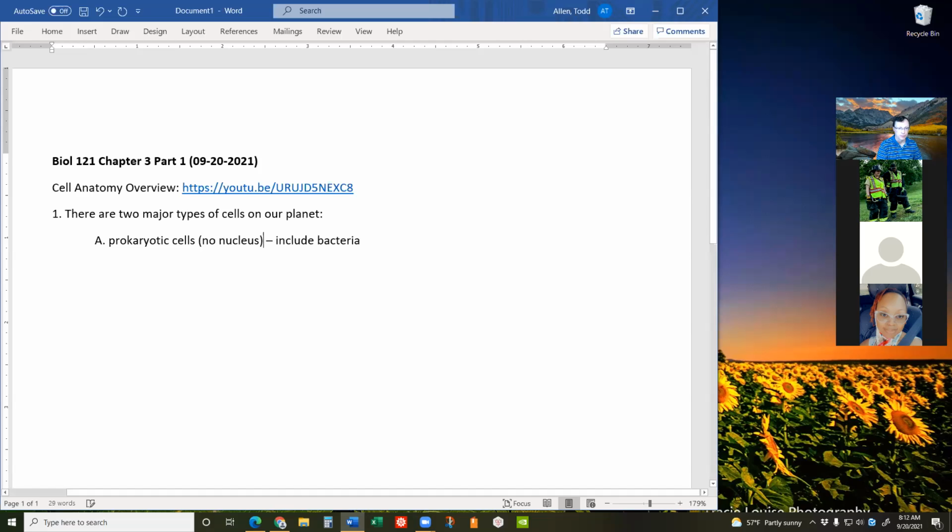There's no nucleus present. Okay, so an example of a bacterium would be the bacterium Escherichia coli, or E. coli for short, which you know is commonly found in the large intestine of your body, right? It is a natural inhabitant of our bodies.